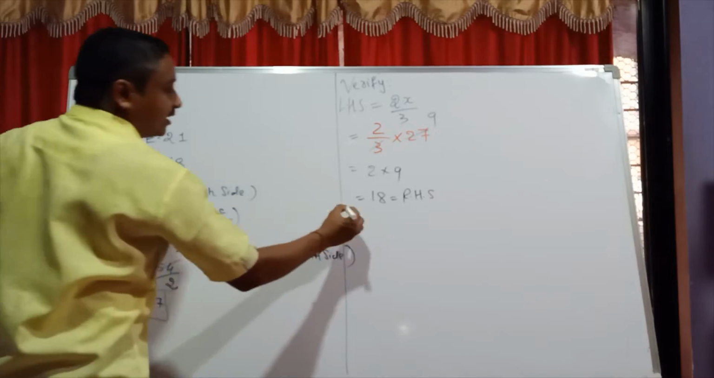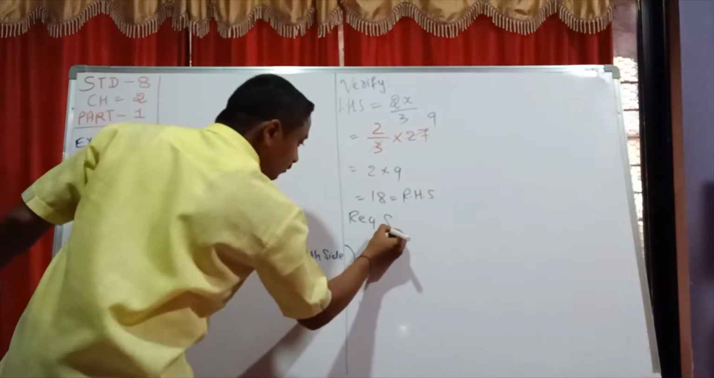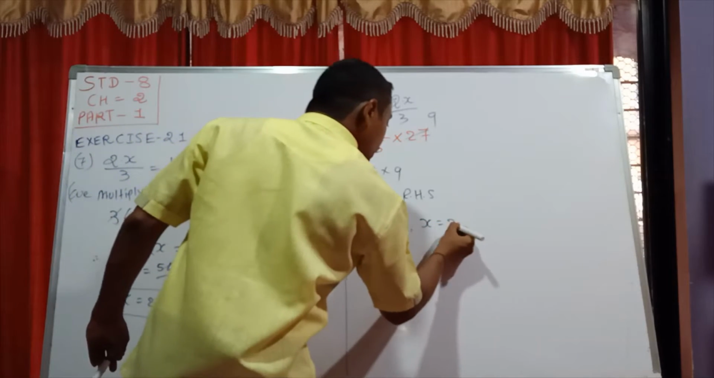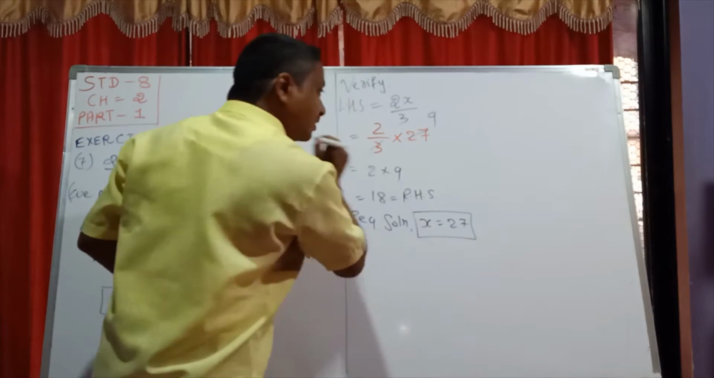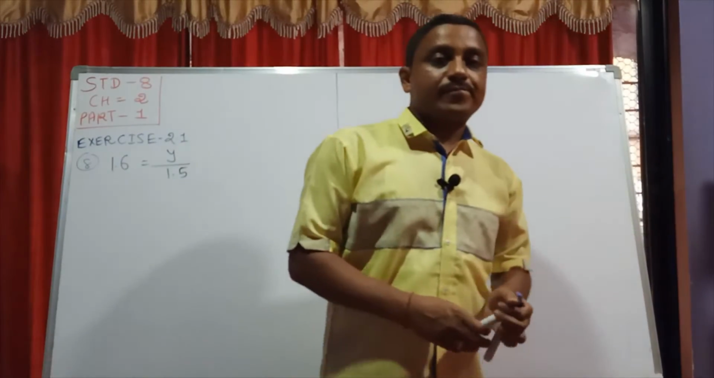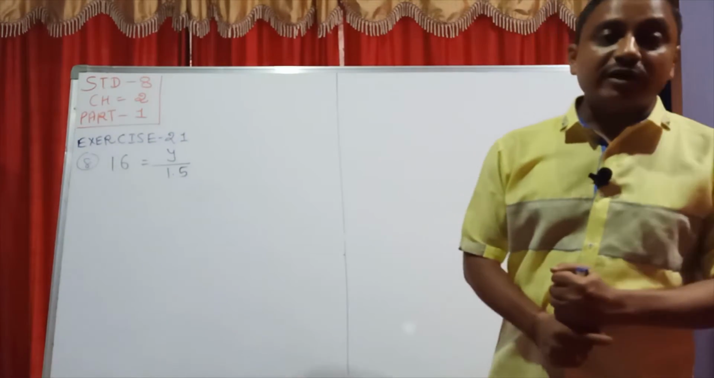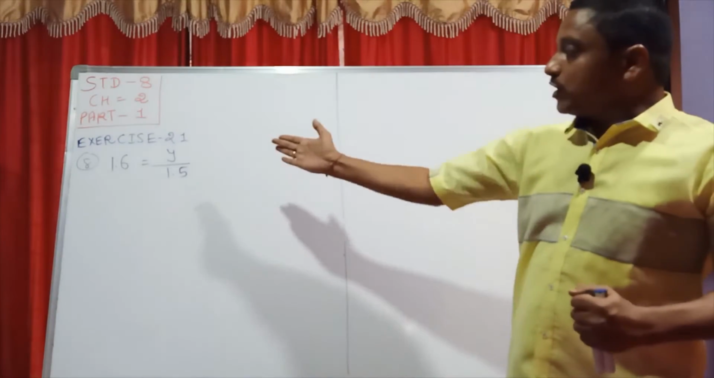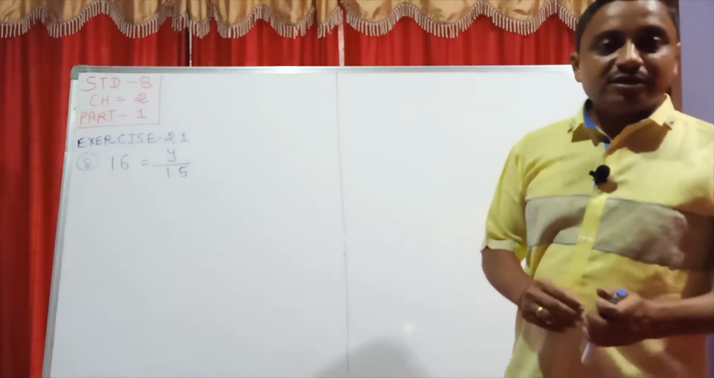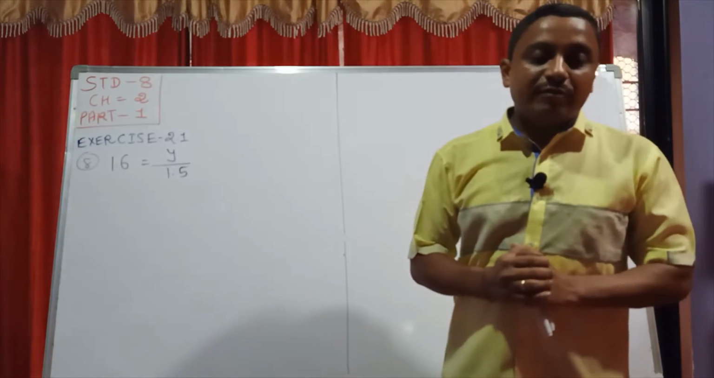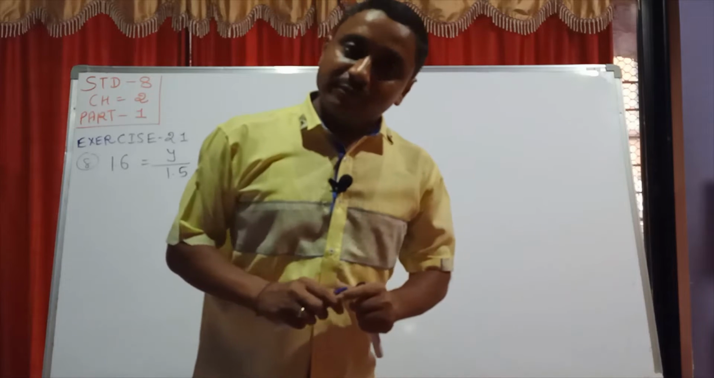Yes. So our required solution. What is the required solution? x is equal to 27. That much is my last and final answer. Similarly, explaining the 8th one. See the question. 1.6 is equal to y upon 1.5. Students, this question is important, yeah? Because fractions level and decimal level numericals are important numericals.